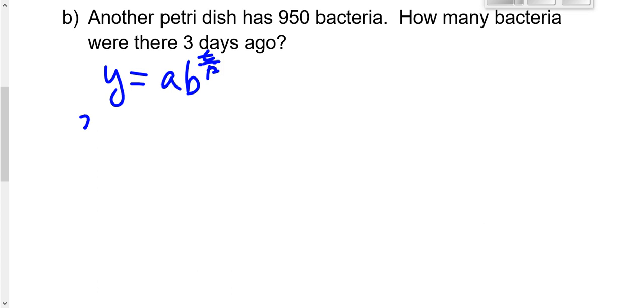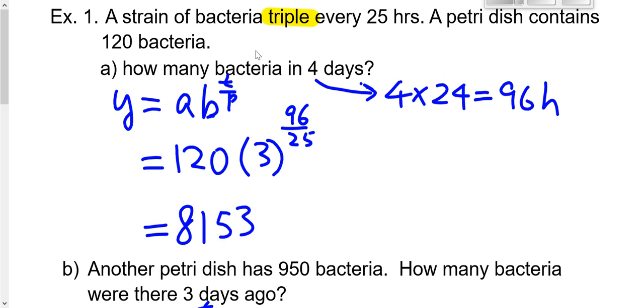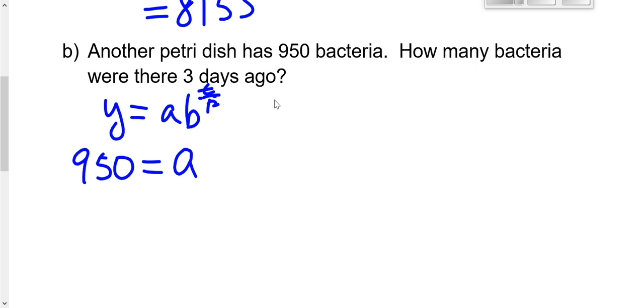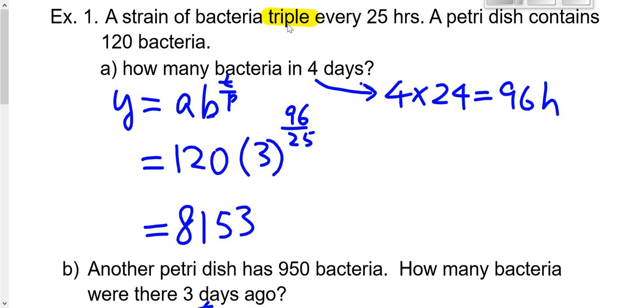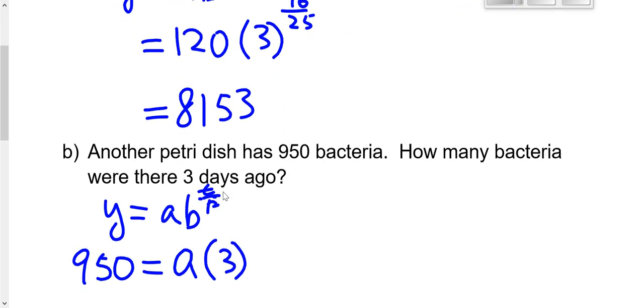So my final amount is 950 bacteria, right? And the question was asking how many were there 3 days ago. So that means the question is actually asking for the initial amount A, which we don't know. And then the B, this is related to the previous part A. Okay, so tripling, so that means our multiplying factor is 3. And again, if you look at this, the bacteria triple every 25 hours. And in this case, we're talking about days here. So again, you can either convert the days into hours or hours into days.